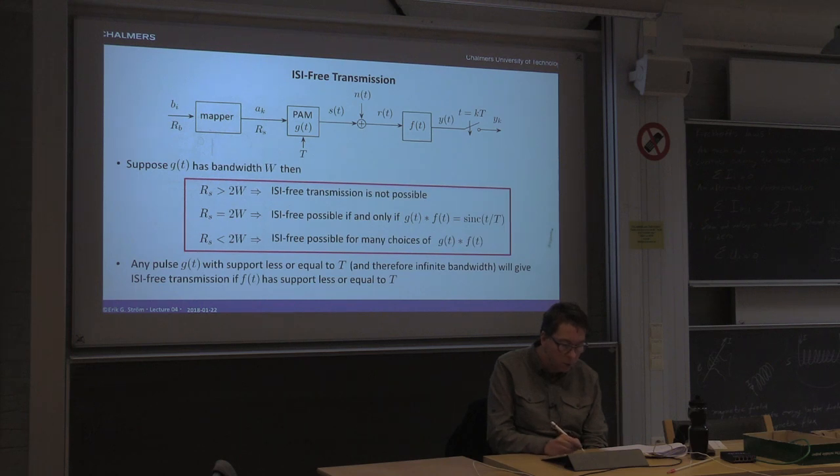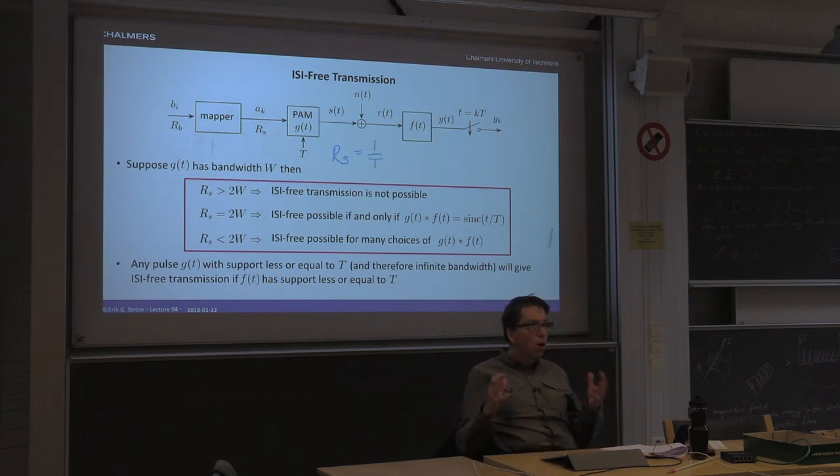Okay, so what is the symbol rate? The symbol rate, R_S, is... which variable here determines R_S, the symbol rate? Is it B, A, S, N, T, G, R, F, T, Y? What is it? 1 over T. 1 over T, very good. Okay, so the symbol rate is 1 over T.